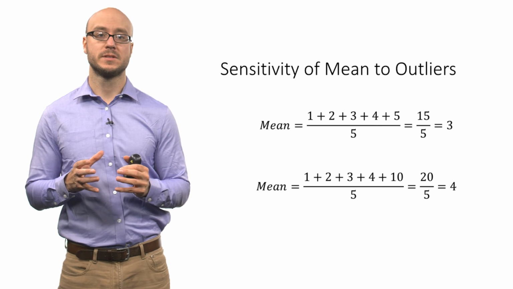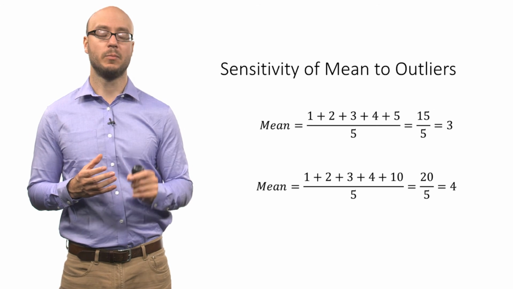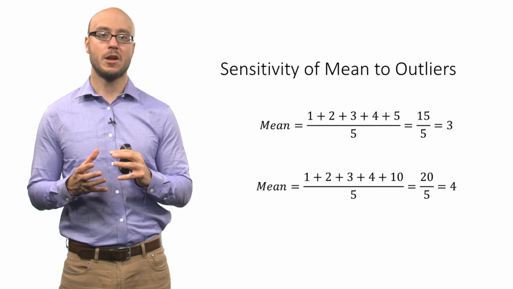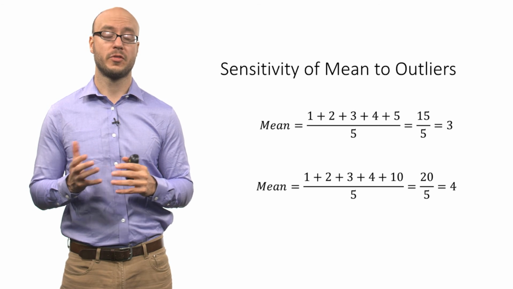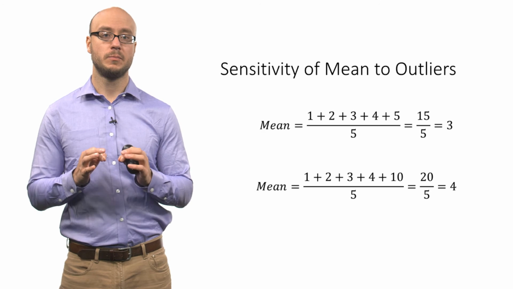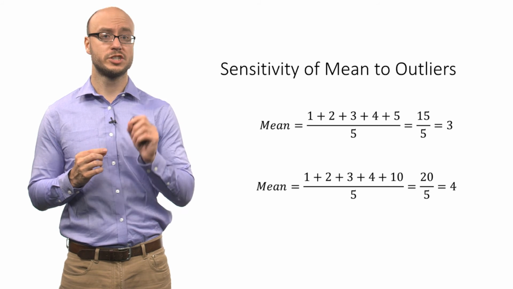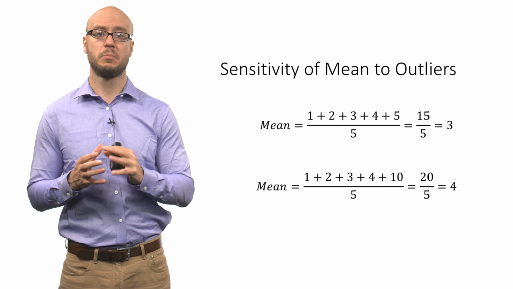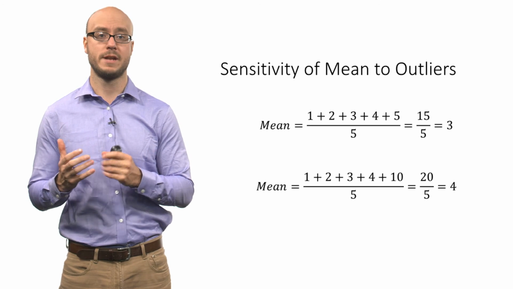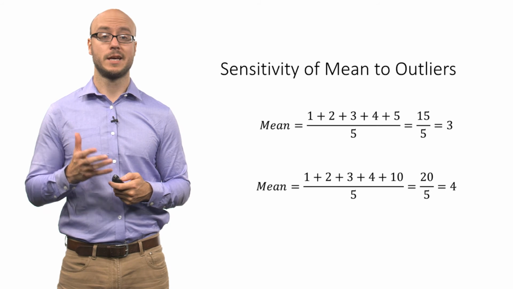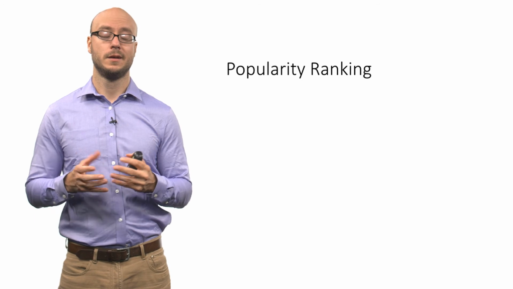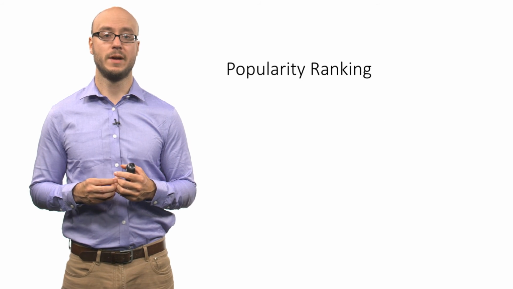Now what happens is that just changing that one data point, that one observation, alters the mean quite a bit, from 3 to 4. So the mean, because it includes all the observations, is sensitive to changing just one data point. You can change one data point and it'll shift the mean up or down. So in this case, 10 is an outlier, and the mean is sensitive to outliers.